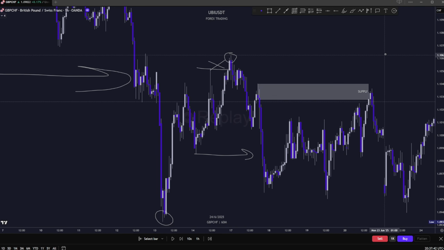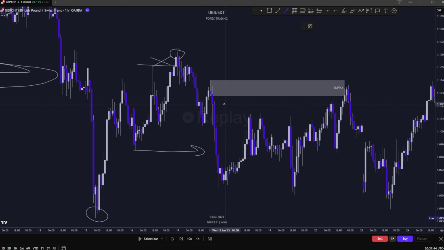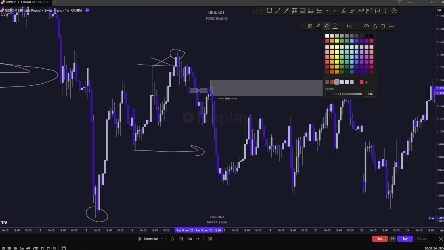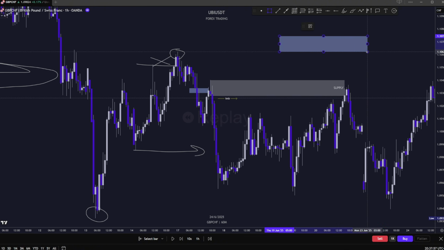Here you can see we have a beautiful imbalance. We also have a beautiful supply zone. Here we had this minor imbalance and price has filled this imbalance, as you can see. Let me mark this supply zone right here.